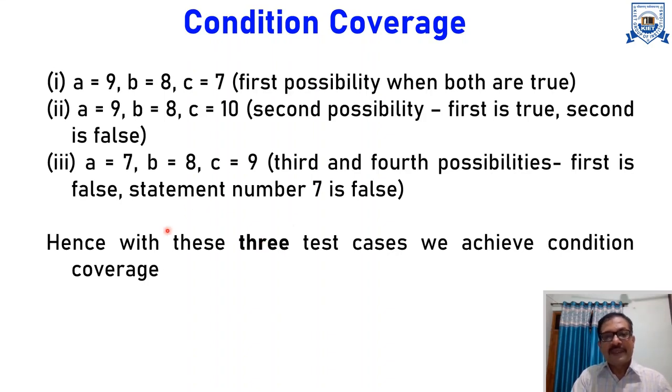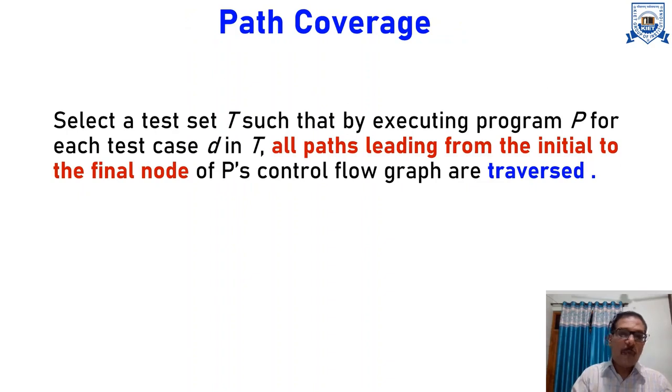So with these three test cases, here we achieve condition coverage and path coverage. The definition says: select a test set T such that by executing program P for each test case in T, all paths leading from the initial to the final node of P's control flow graph are traversed.